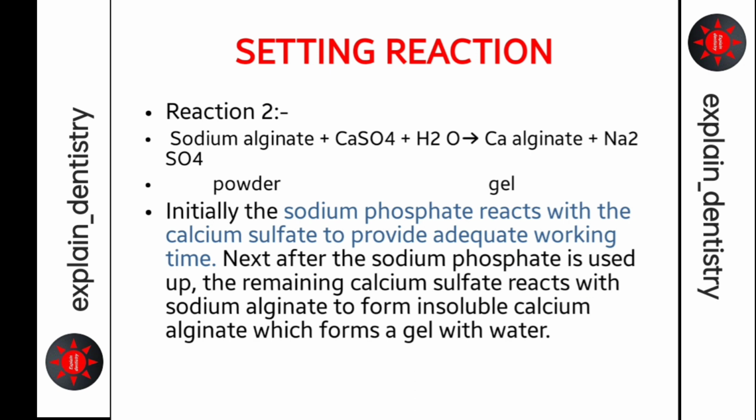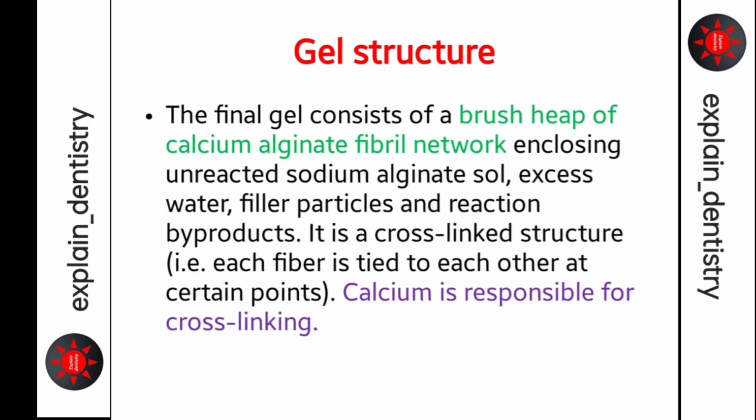Initially the sodium phosphate reacts with the calcium sulfate to provide adequate working time. Next, after the sodium phosphate is used up, the remaining calcium sulfate reacts with sodium alginate to form insoluble calcium alginate, which forms a gel with water. The gel structure. The final gel consists of a brush heap of calcium alginate fibril network enclosing unreacted sodium alginate sol, excess water, filler particles, and reaction byproducts. It is a cross-linked structure, and calcium is responsible for the cross-linking.